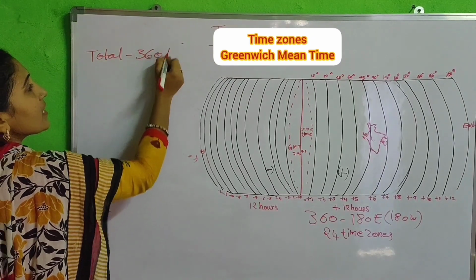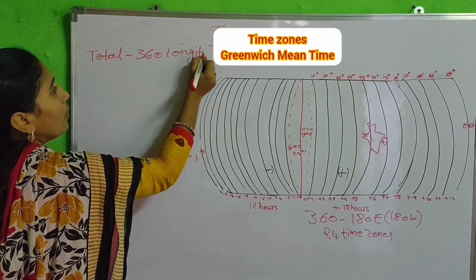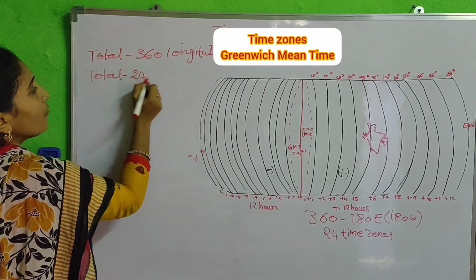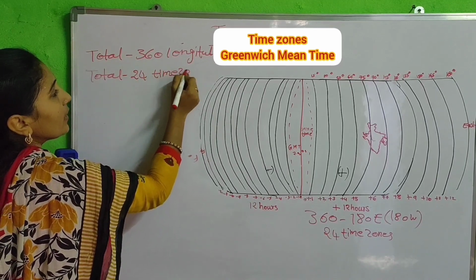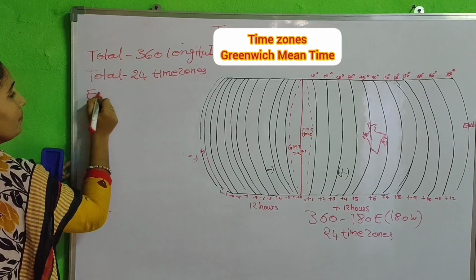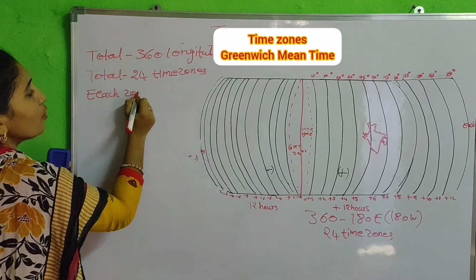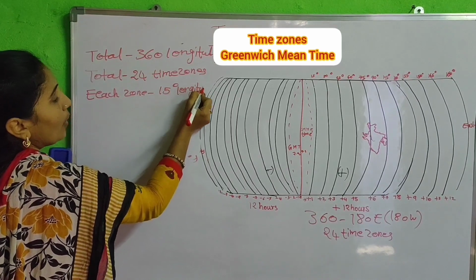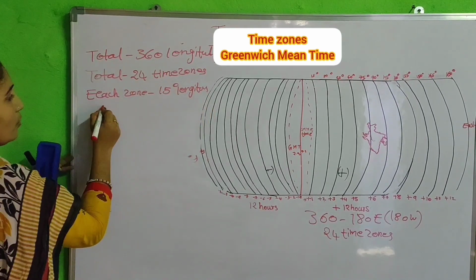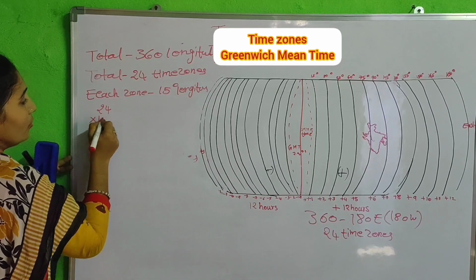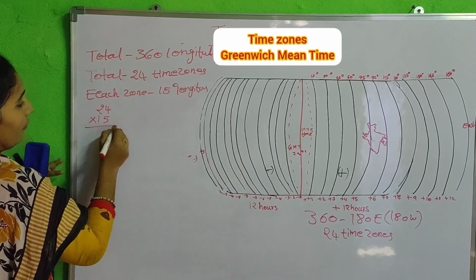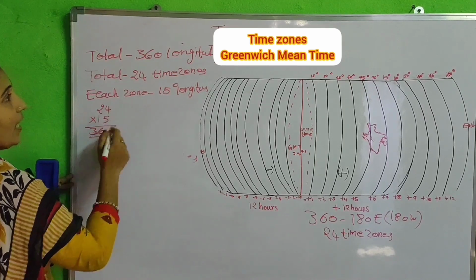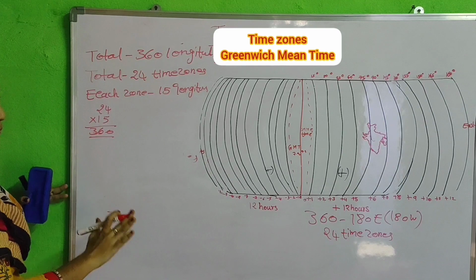Total 360 longitudes. Total 24 time zones. Each zone is having 15 degrees, means 15 longitudes. Okay. So, when we multiply 15 into 24, then we get 360. Again, it is cleared, proved.